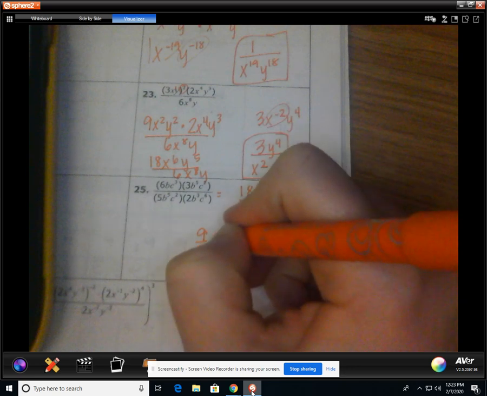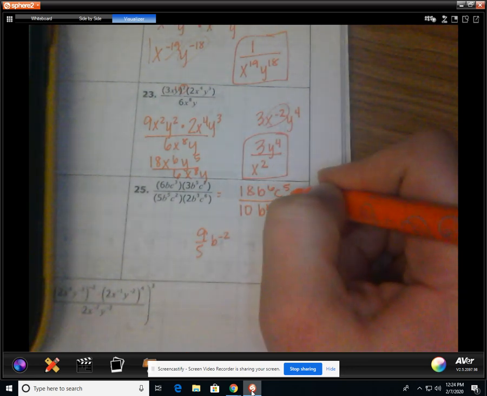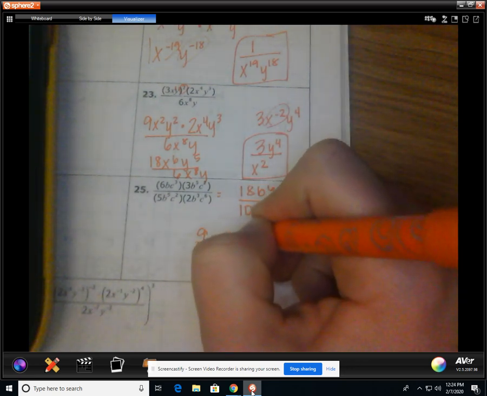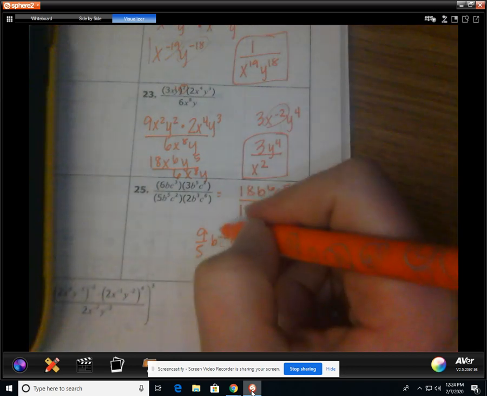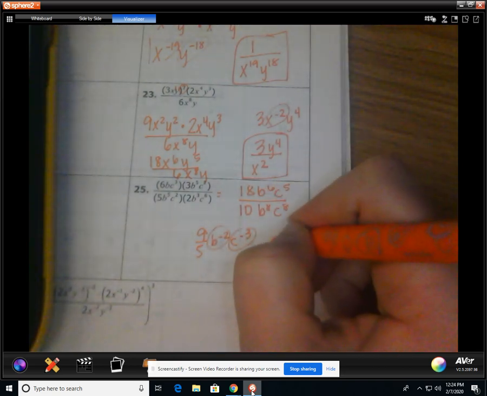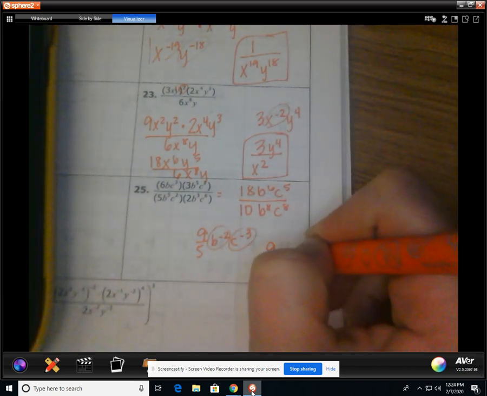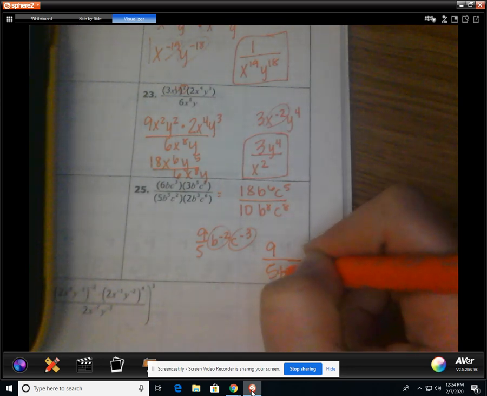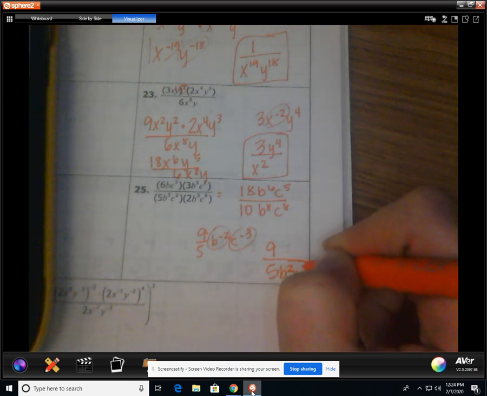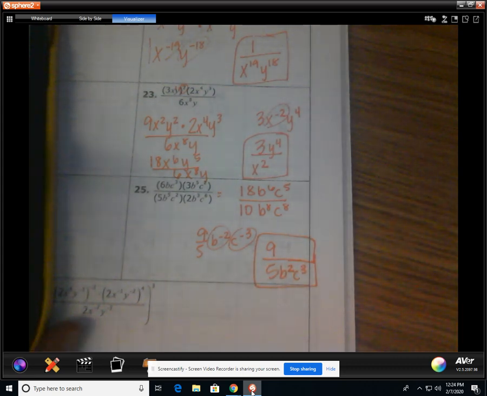6 minus 8 becomes b to the negative 2, and 5 minus 8 becomes c to the negative 3. I'm not okay with either of those pieces, so I'm going to keep my 9/5 and extend my fraction bar. The b has to drop to the bottom to become positive, and the c has to drop to the bottom to become positive. And there's my final answer.